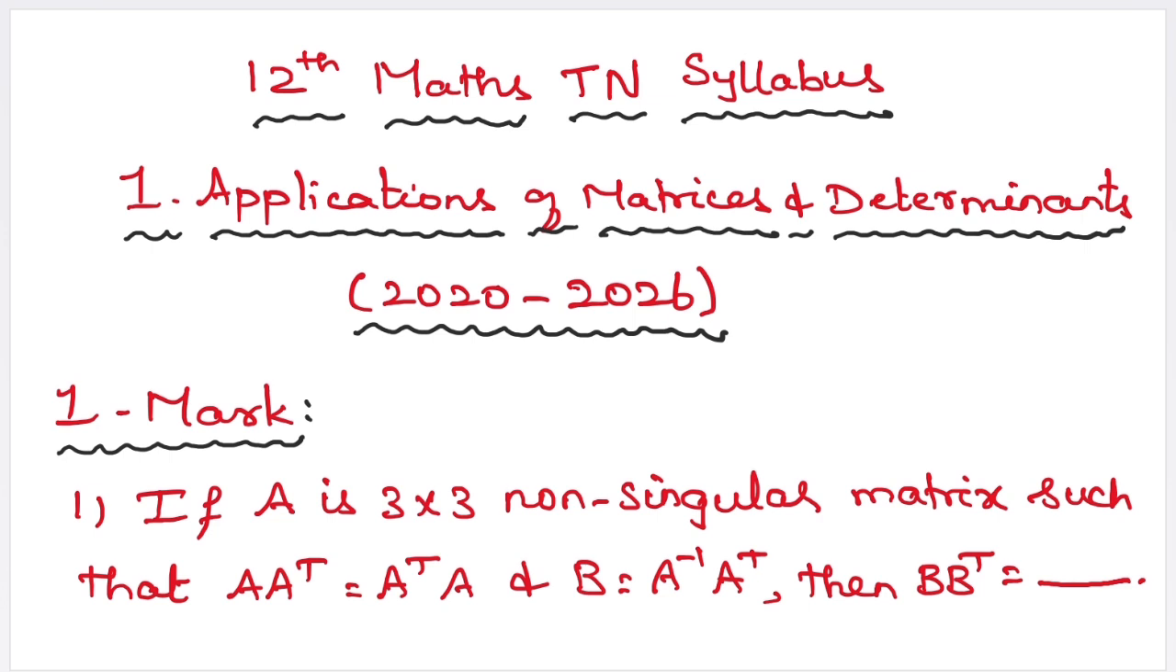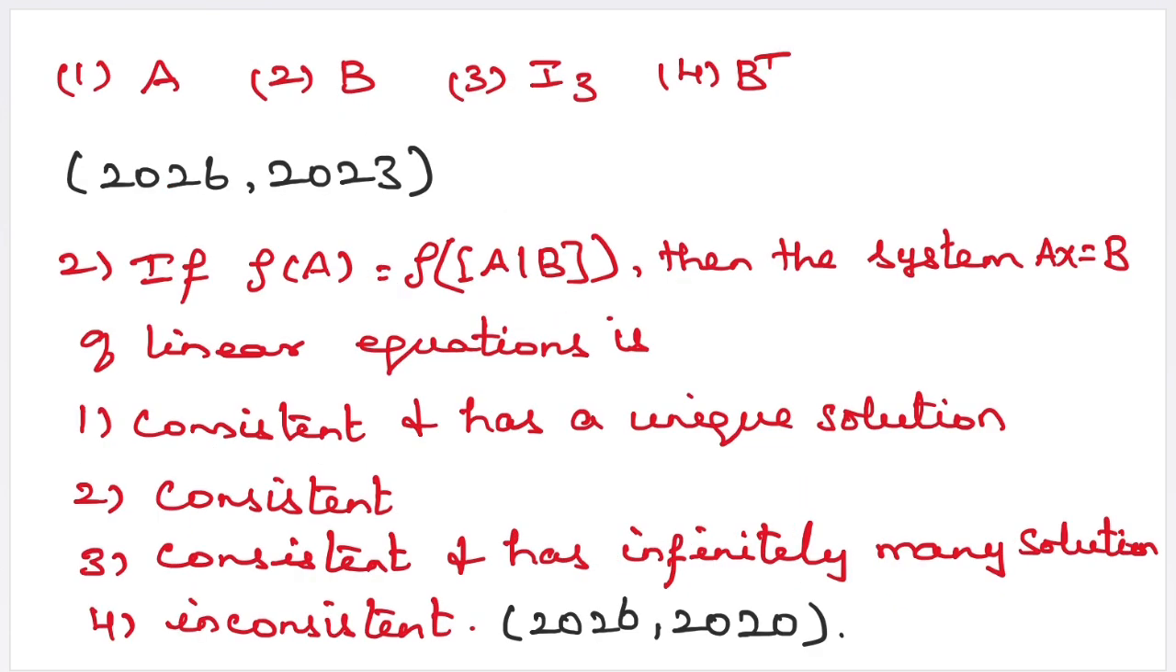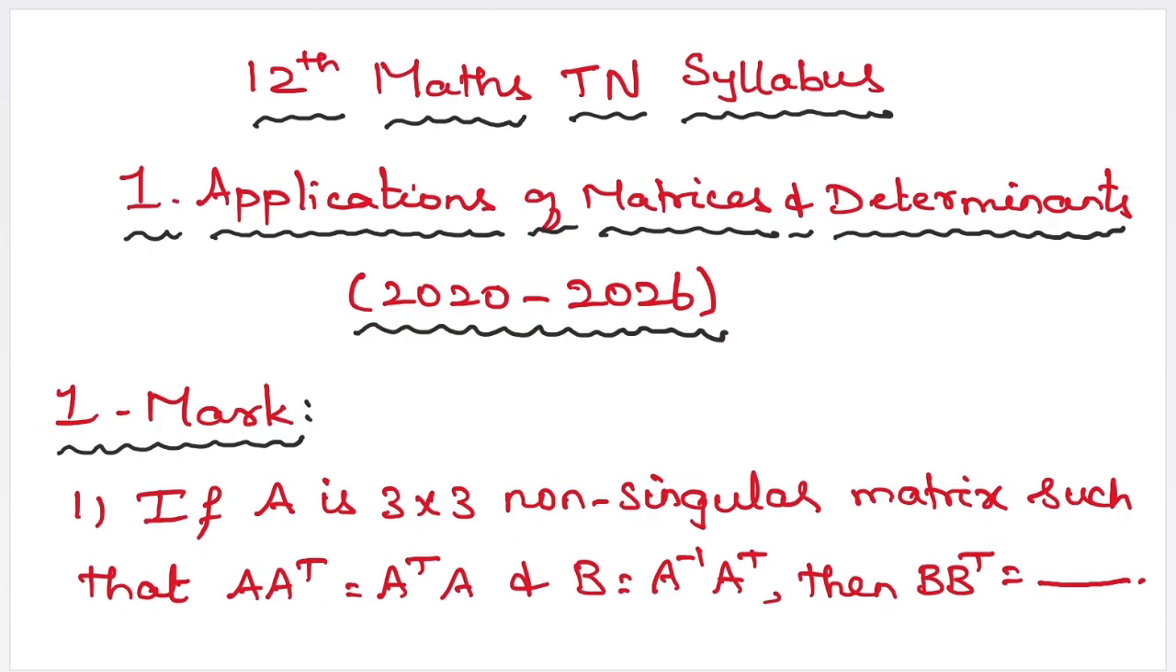First question. If A is a 3 by 3 non-singular matrix such that A transpose is equal to A transpose A and B is equal to A inverse A transpose, then B transpose is equal to what? You have been given 4 options, and this question is from exercise 1.8, second question. இது மார்ச் 2026 and 2023ல கேட்ட questions. 2 டைம் கேட்டிருக்காங்க. So how will you solve this question?